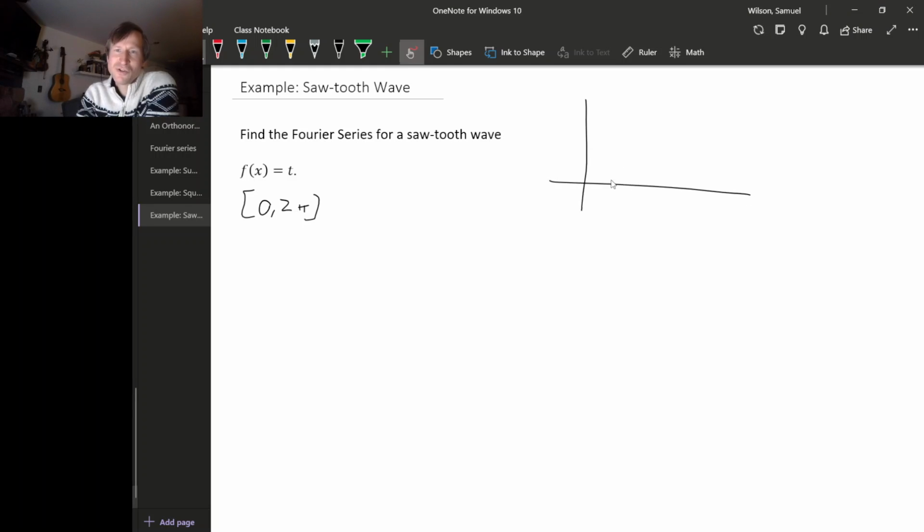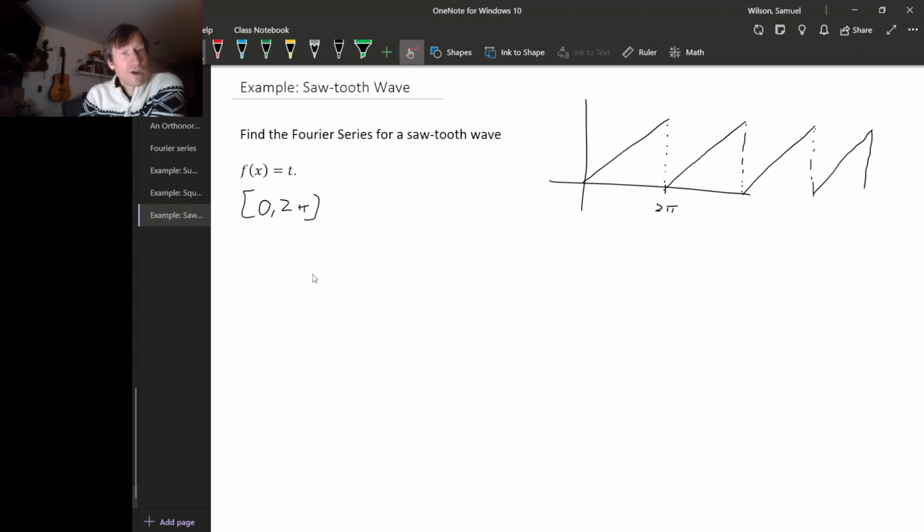And from 0 to 2 pi, the graph looks like this. But we're also assuming that outside the domain, this function repeats itself. So once we go past 2 pi, this drops back down to 0, and then does the same thing, and then drops back down to 0 at 4 pi, and does this, and so on. So you can see now why it's called a sawtooth wave. It's because the graph looks like a saw, I guess.